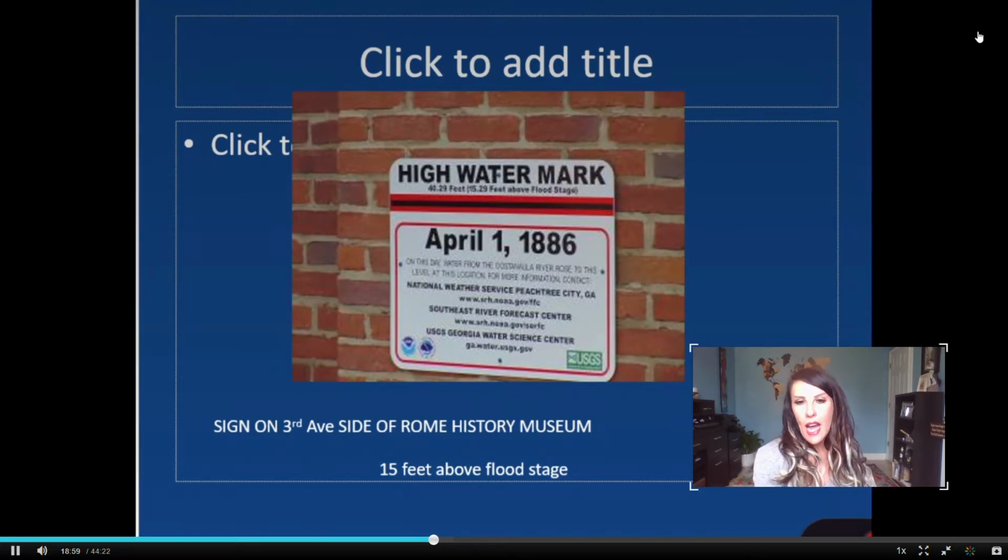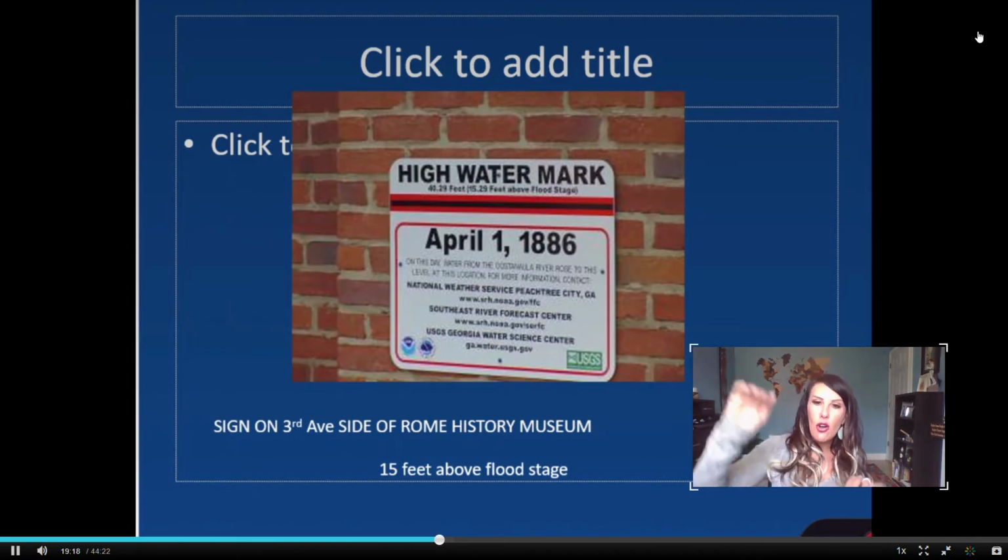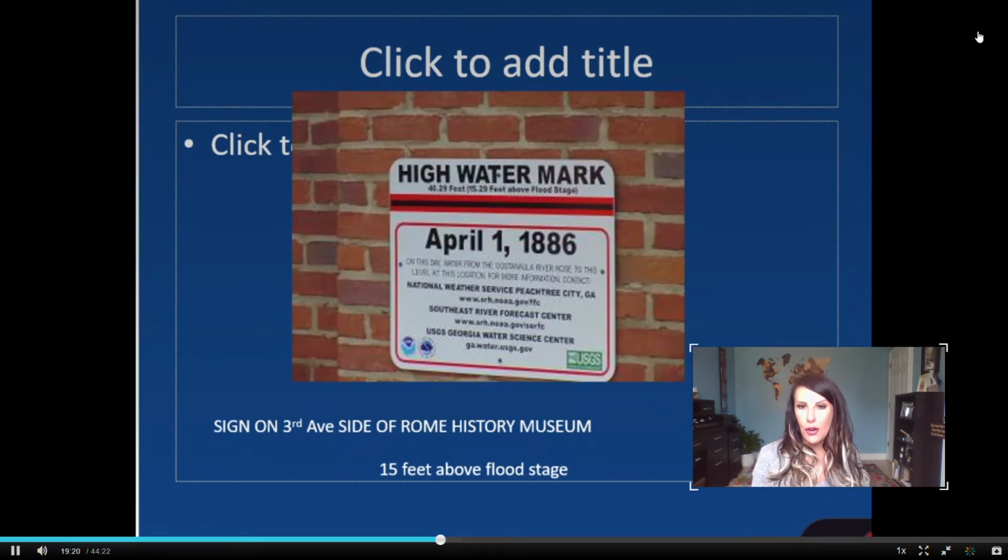And what you see on there is it says that the flood stage is 15.29 feet above the flood stage. And so what that means is the top of the riverbank was full, and there was an additional 15 feet of water on top of it. So the channel itself holds about 30 feet of water, and there's an additional 15 feet on top of that.